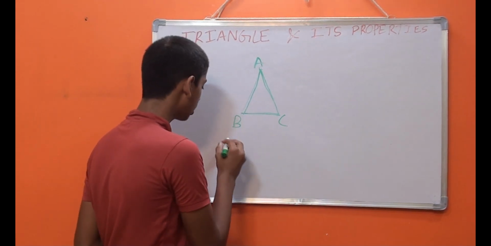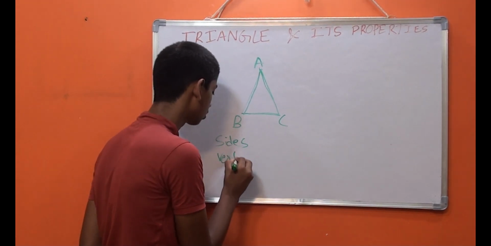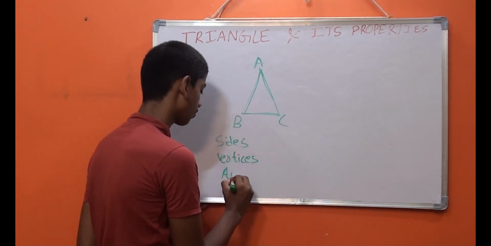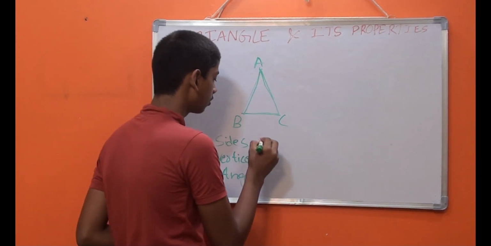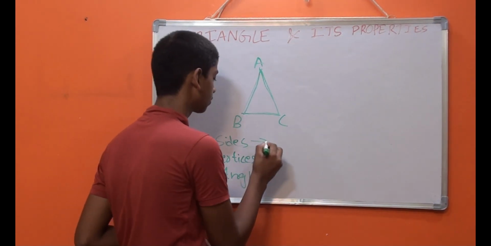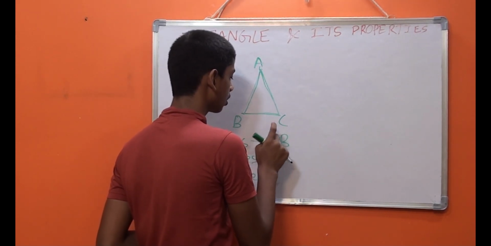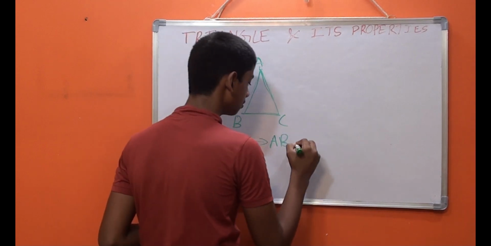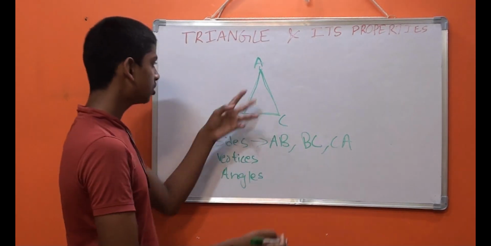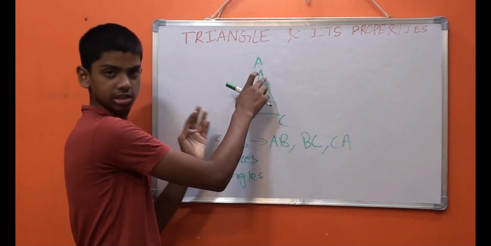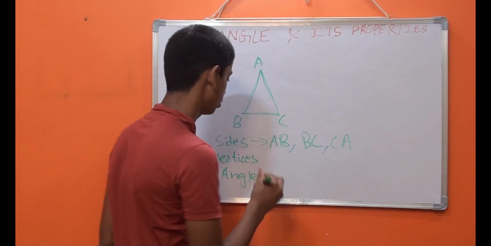Here let's take what are its sides, vertices and angles. Now let's see about these three one by one. First let's see about sides. Now we have AB, now we have BC and CA. Now the vertices means the corners. Now we have A, B and C as the corners.